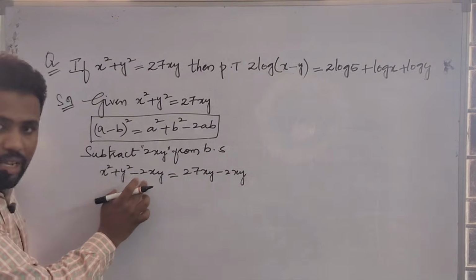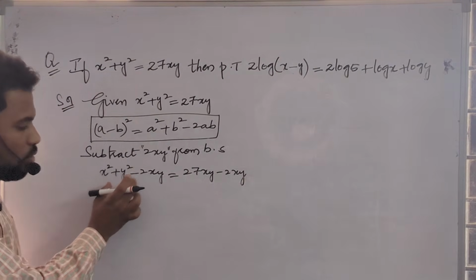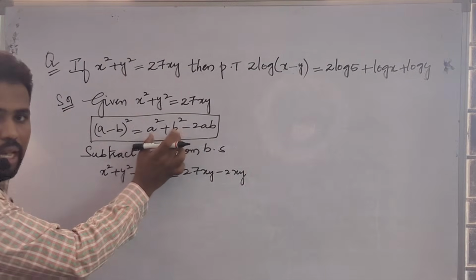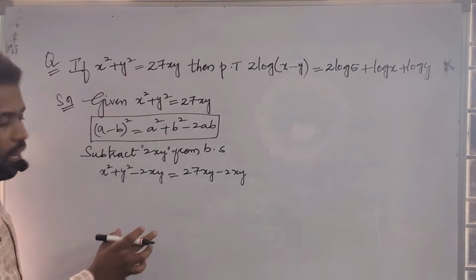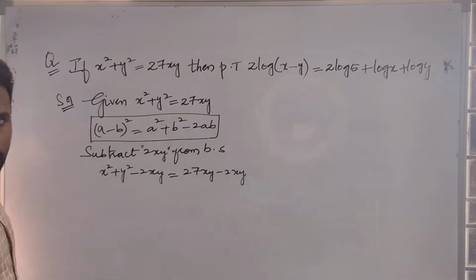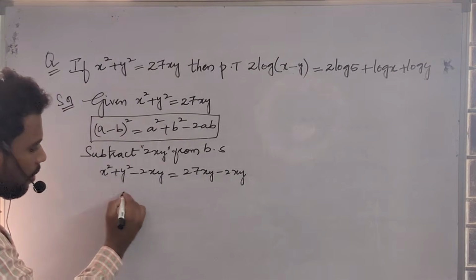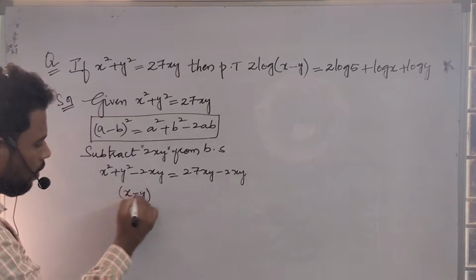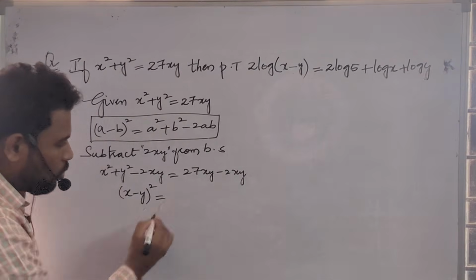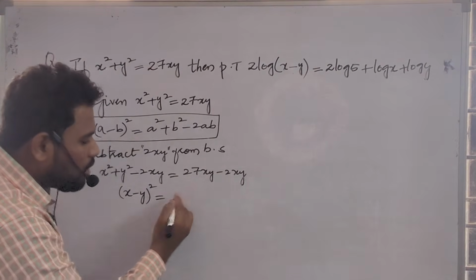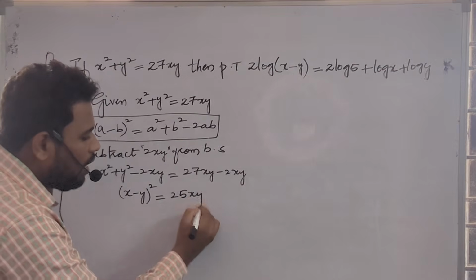Now after subtracting we can see that x square plus y square minus 2xy is in the form of a square plus b square minus 2ab, and the formula is a minus b whole square. Here a means x and b means y. So we can write x minus y whole square, which equals 27xy minus 2xy, which is equal to 25xy.